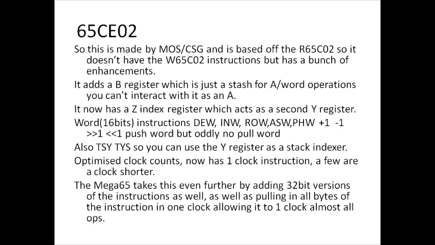They optimize clock counts heavily, so now you have one clock instructions, and they shaved as many clocks off a bunch of instructions as they could. The Mega 65 takes this even further by adding 32-bit versions of instructions, as well as pulling in all bytes of the instruction in one clock. So typically, if you do LDA 16-bit ABS, it has to spend 3 clock cycles reading in 3 bytes of the instruction data. The Mega 65 can just pull that in one clock. And that's basically the grand tour of the family that matters.